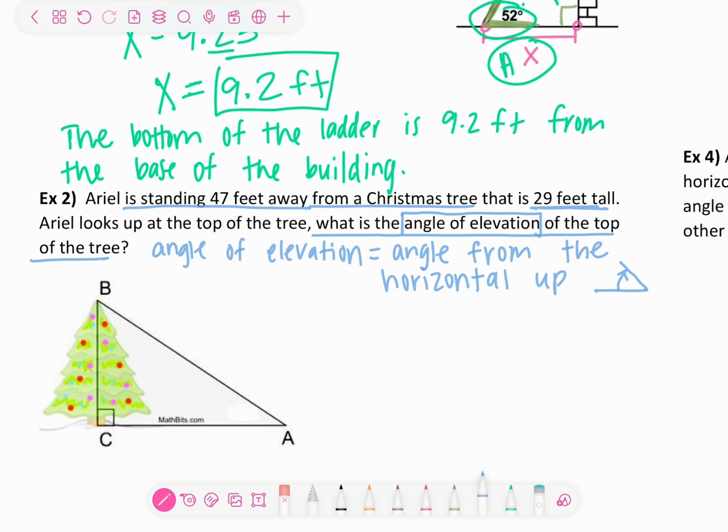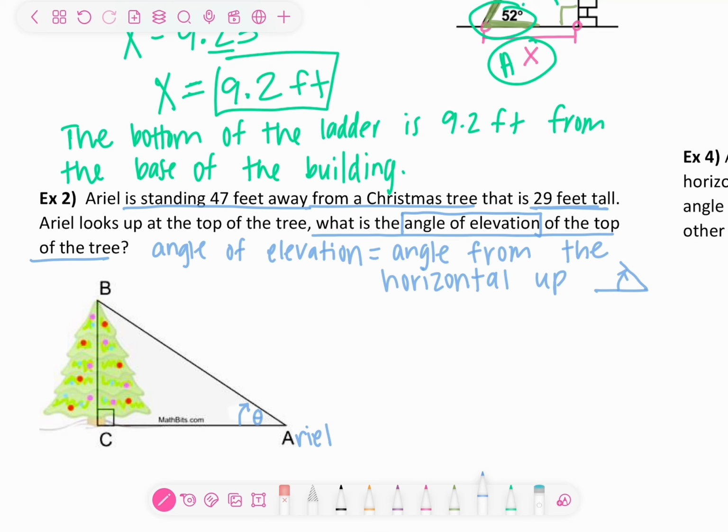Perfect. Okay, so the angle of elevation, if we look at the scenario, we have a Christmas tree. Ariel is standing away from it. So this A is Ariel. The angle of elevation is going to be looking up, from the ground up. So the angle can be best represented here. I'm going to call it theta since we usually use theta for the angle. So that's what we're looking for, that angle of elevation theta. We're not looking for a length or a distance like before in question 1, right? We're looking for this angle now.